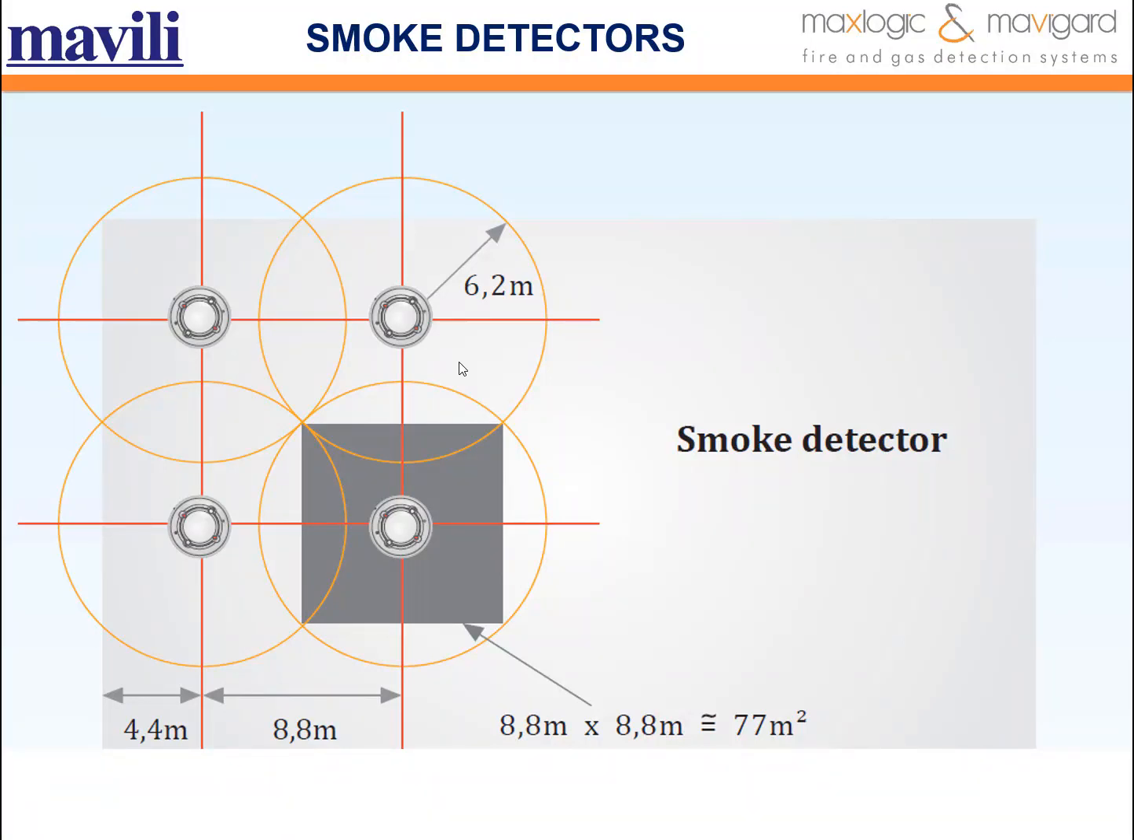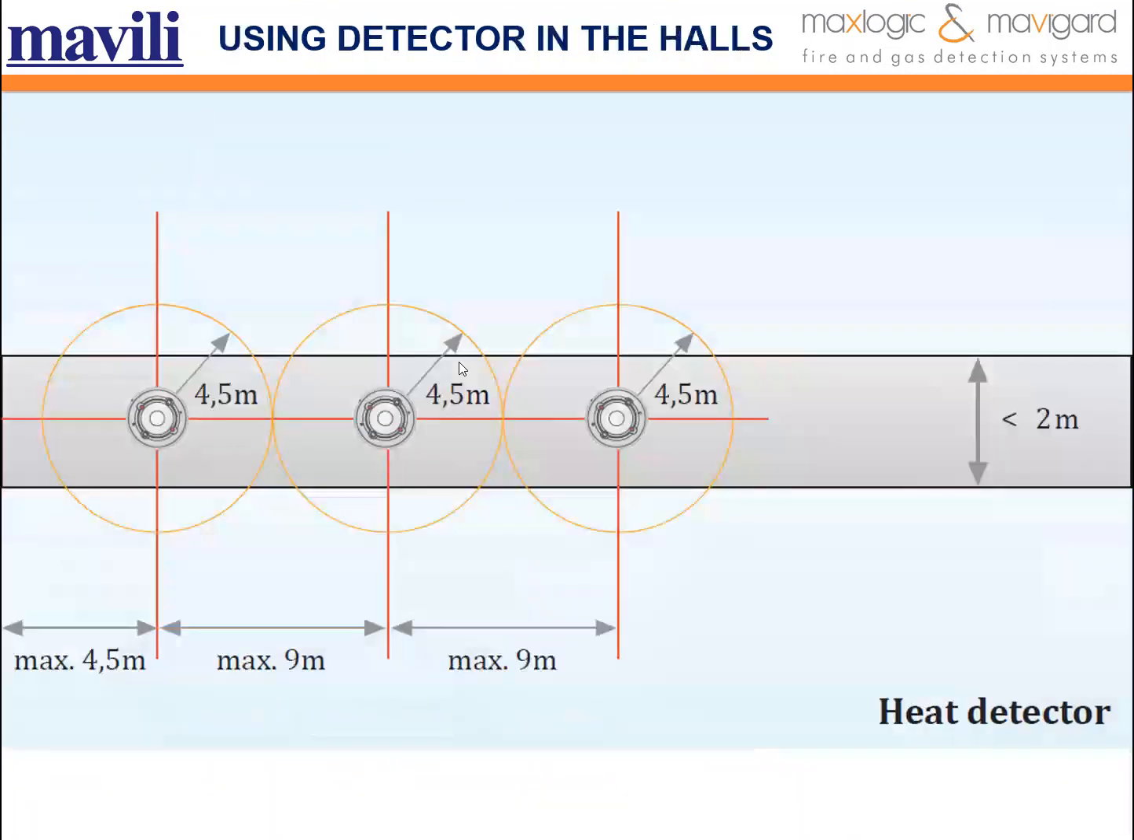It is necessary to pay attention to which type is most suitable in the design, depending on the characteristics of the particular detector. These features depend on the design and the algorithms used. The maximum radius for a smoke detector is 6.2 meters. The detectors in the open area can be up to 8.8 meters apart from each other and up to 4.4 meters away from a wall or a large obstacle.